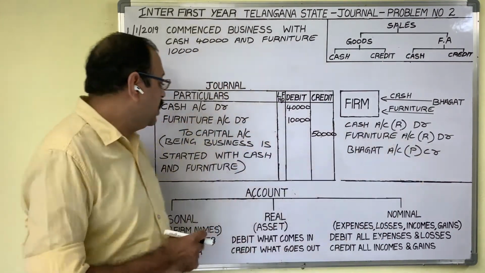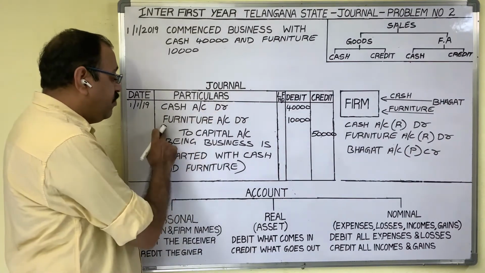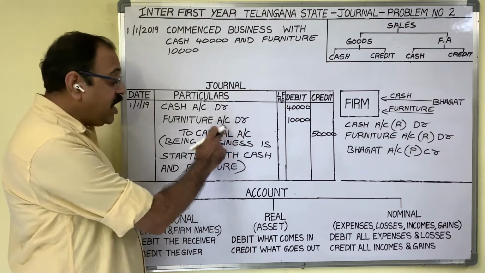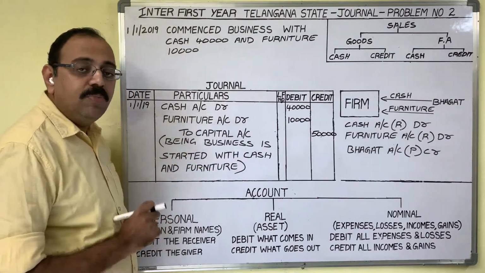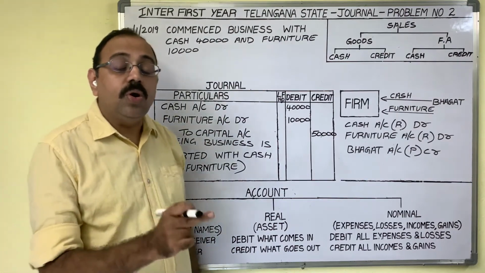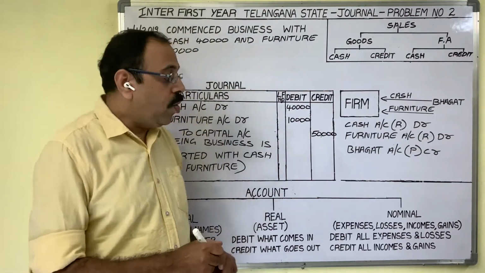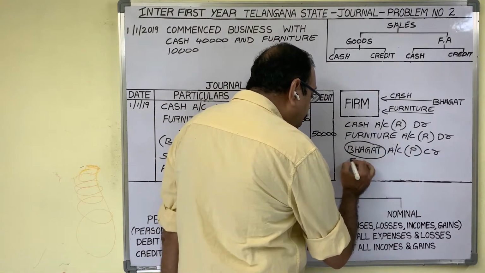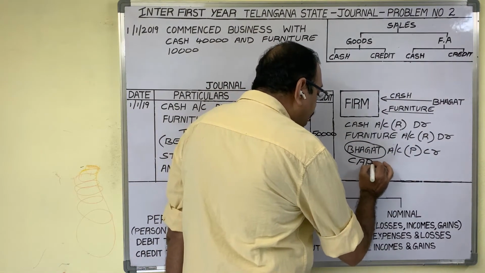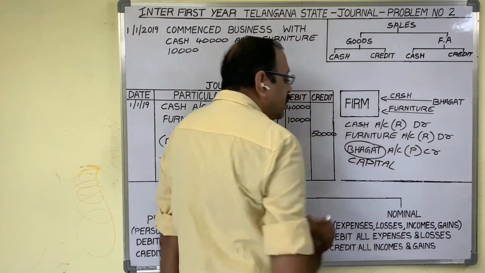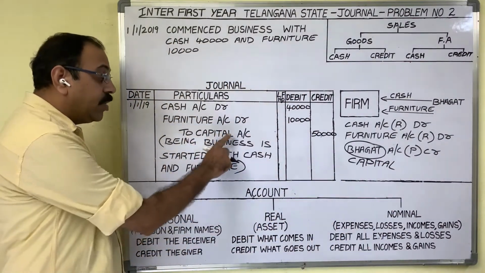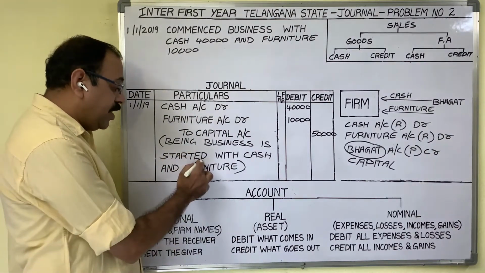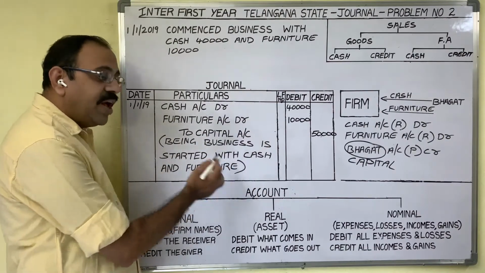Final entry is cash account debit, furniture account debit, to capital account. Why am I not writing Bhagat account? Because the owner's name we should not show in the books. When the owner's name comes in credit, instead of writing the owner's name, we should write the word capital. Therefore, capital account is credited. Narration: being business is started with cash and furniture.